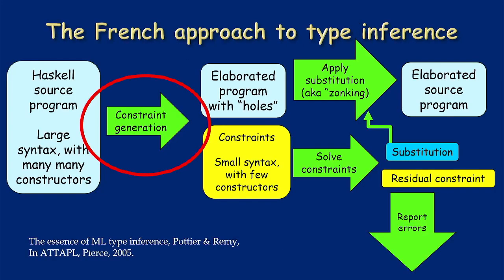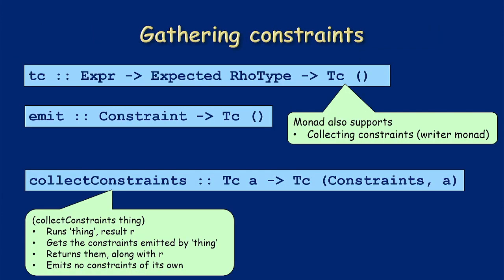Let me say a little bit more about each of these steps. Constraint generation: how do constraints get generated? What does it really look like? Here's my type checker. We're familiar with this type signature. It's in some monad, and we're going to provide some primitive that lets us emit a constraint. We'll see what a constraint is, but emit is just going to stick it into the monad.